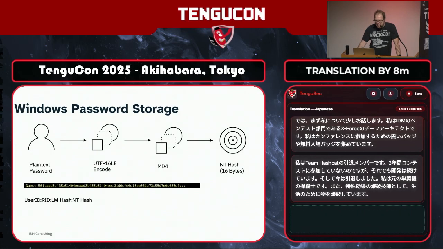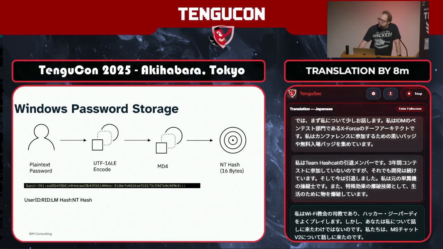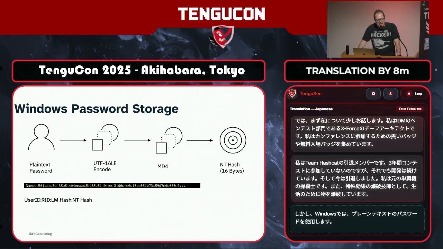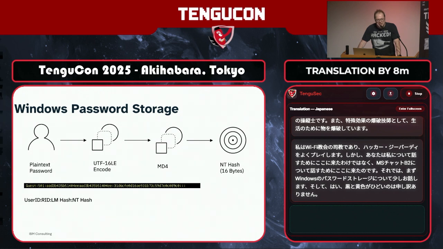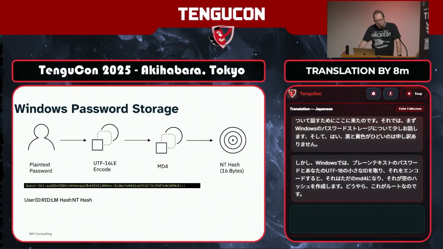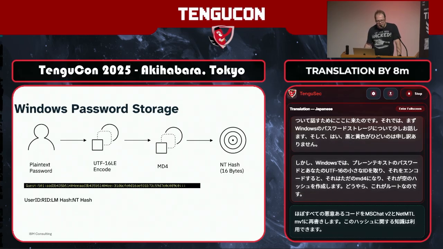So, first a little bit about Windows password storage, and yes, I'm sorry that black on yellow is terrible. But in Windows, you take a plain text password, you UTF-16 little endian encode it, and that's just MD4. And that creates the NT hash. Turns out this is the root of almost all evil to MSCHAP-v2 and NetNTLMv1, because the knowledge of that hash can be used to authenticate without actually knowing the password, which is handy with 128-character passwords.